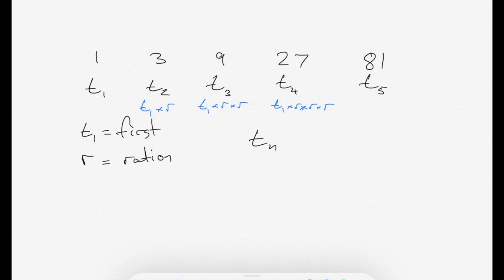And what you'll notice is that all of these are T1 times some amount of r's. How many r's are there? There is one less than the term number. So in this case, term 4 has 3 r's. Generalizing this, we can say that the nth term, Tn, is going to be our first term, T1, times that many r's. How can we write out that we're multiplying that many r's?